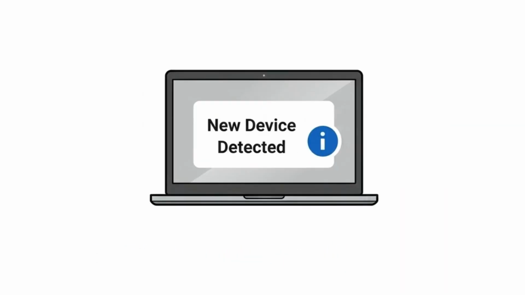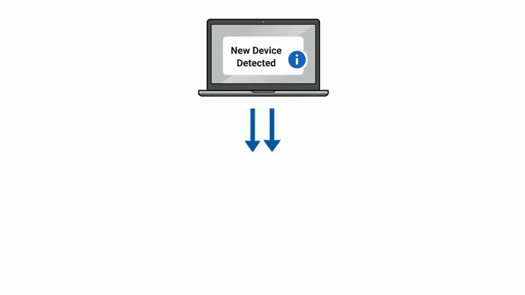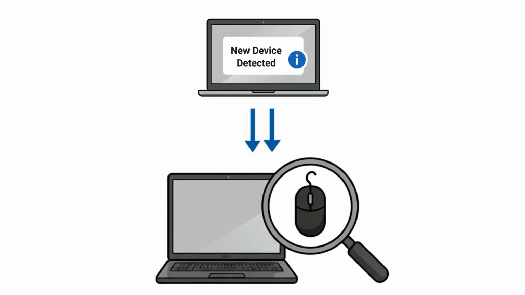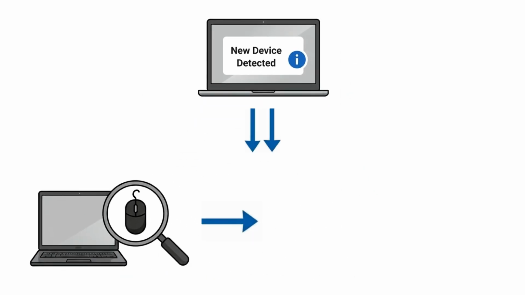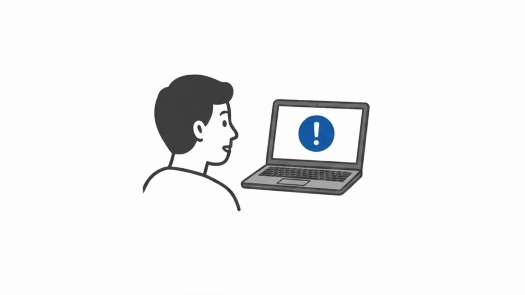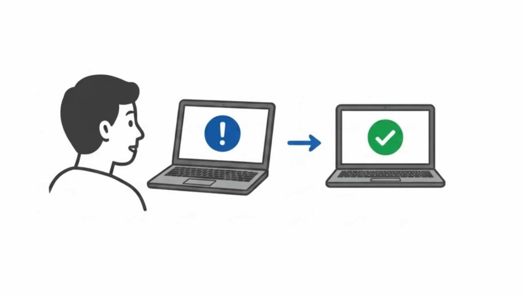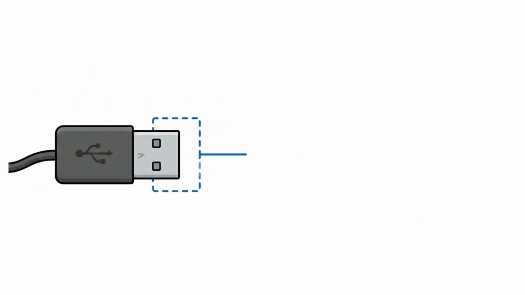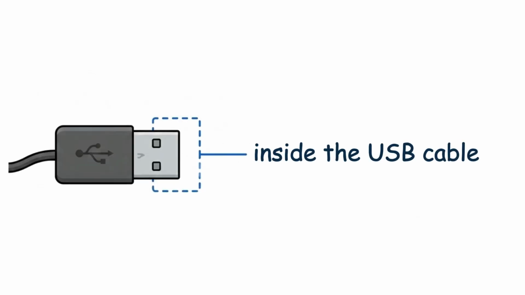First, it detects that something new has been connected. Then it identifies what type of device it is. And finally, it prepares to communicate with it. And here's the interesting part. All of this happens in milliseconds, so fast that by the time you notice anything on screen, the process is already complete. Now let's go inside the USB cable itself.